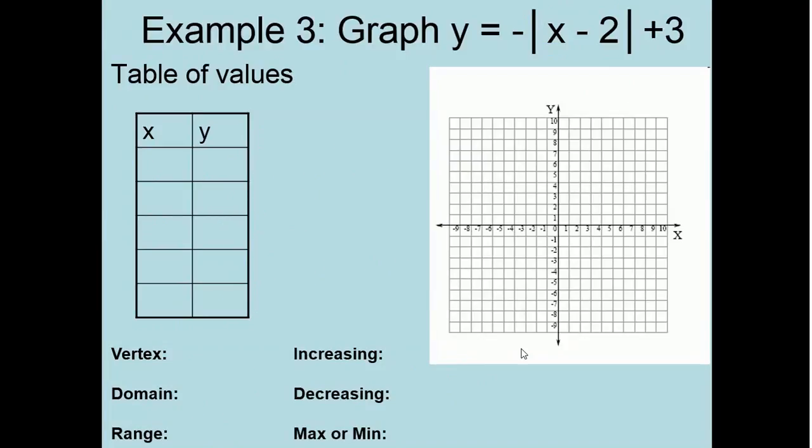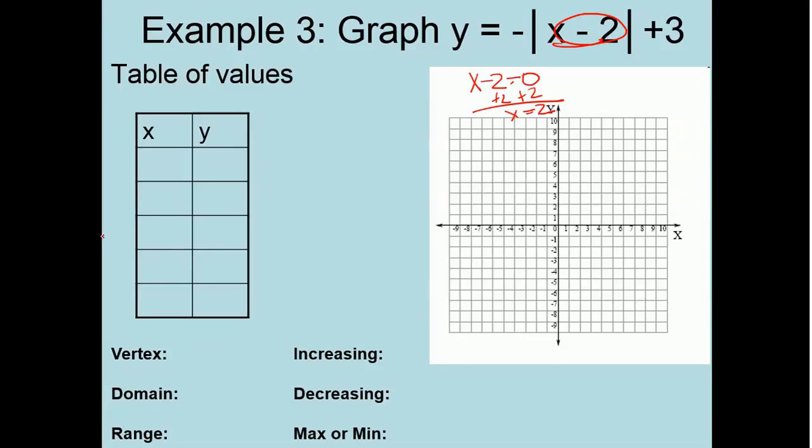Let's check our third example here. So I gotta find what makes this equal to 0. So x minus 2 equals 0. So I'd add 2. And I'll get x equals 2. So that's gonna go right here. So 2, fill in some values around.